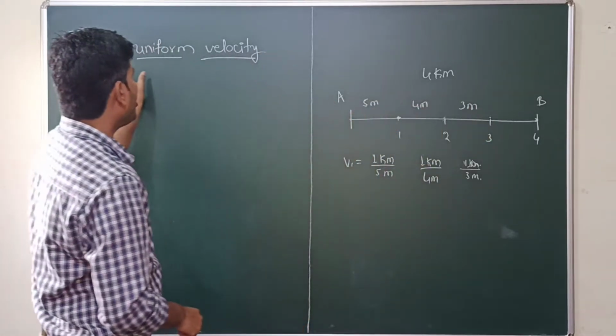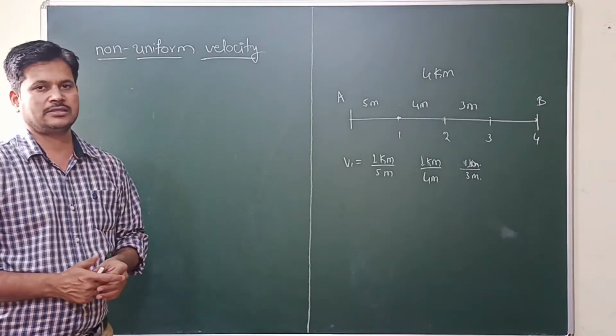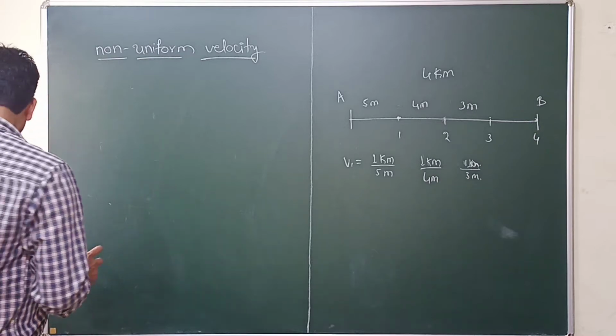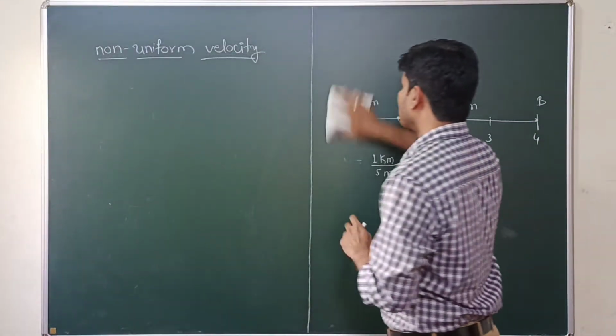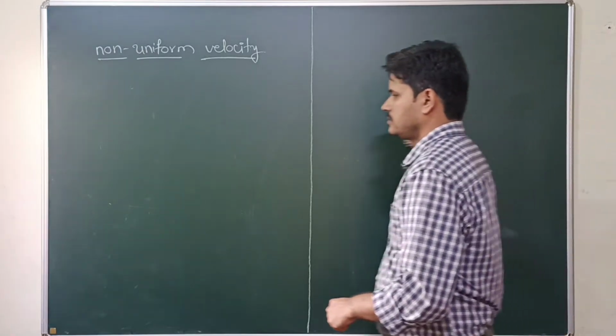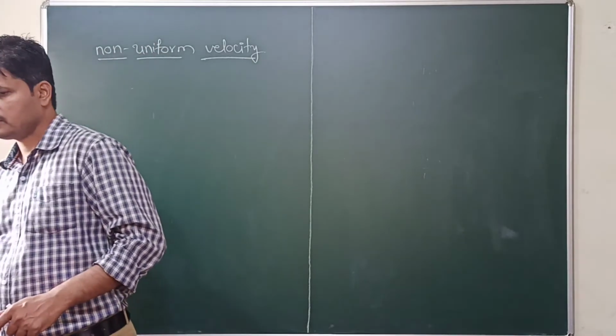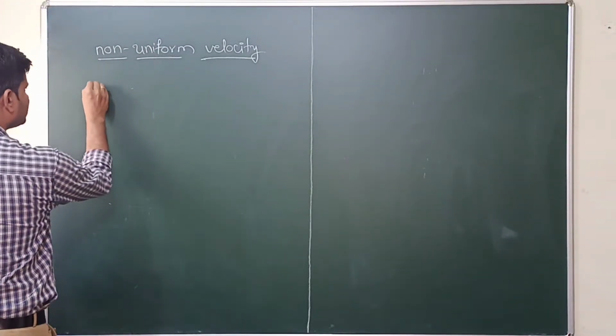This is a non-uniform velocity. Non-uniform velocity, right? Note down or just remember the point. What do you mean by non-uniform velocity? The first one is variable velocity.